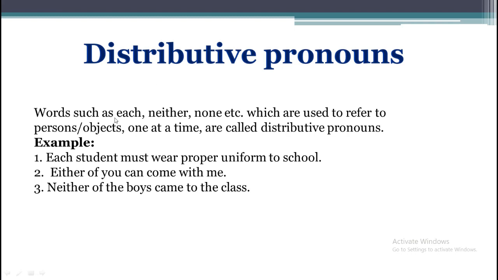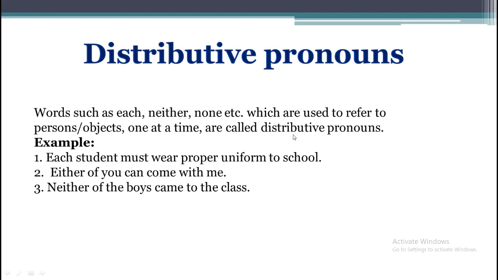Let's see. Words such as each, neither, none, etc. These sort of words, which are used to refer to persons or objects one at a time, are called distributive pronouns. Now understand it very carefully. We are talking about a lot of things, but we are giving particular attention to each and every one, or to each and everything that is present in a group.